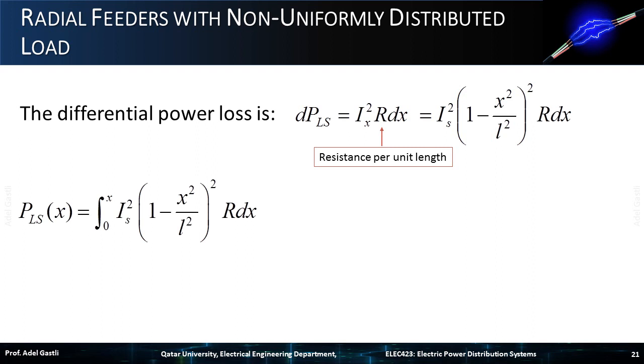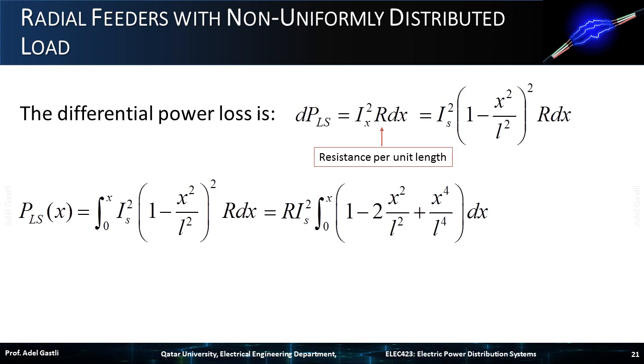After that, we can obtain the power loss at any distance x on the feeder, by calculating the integral from 0 to x of the previous expression of dPLS, which yields PLS of x equals R Is square, times the integral from 0 to x of 1 minus 2 times x square over L square, plus x power 4 over L power 4, all times dx.